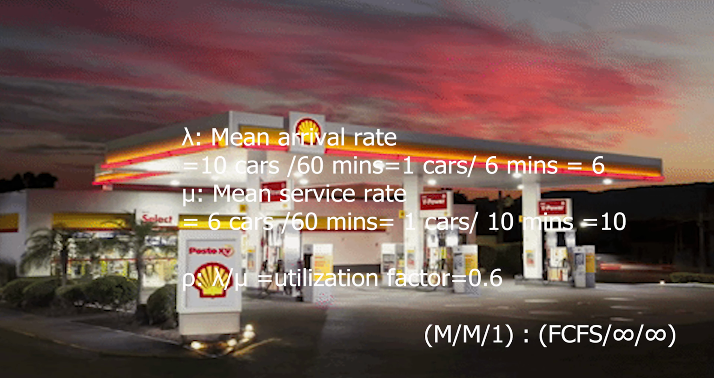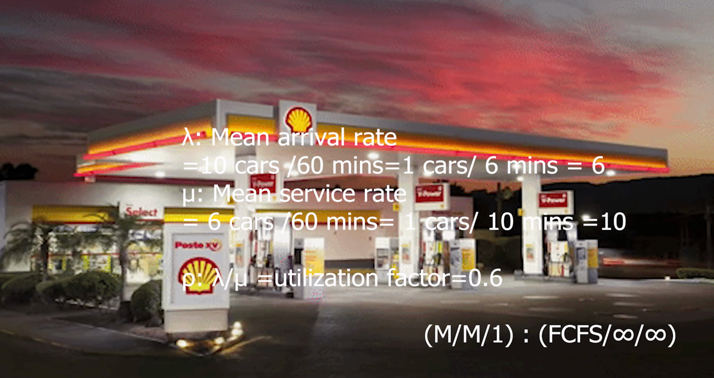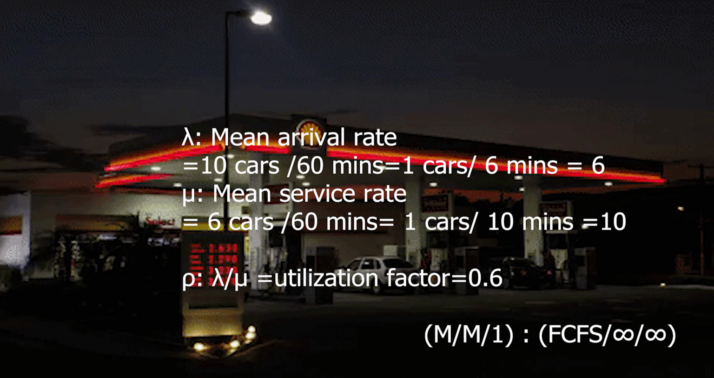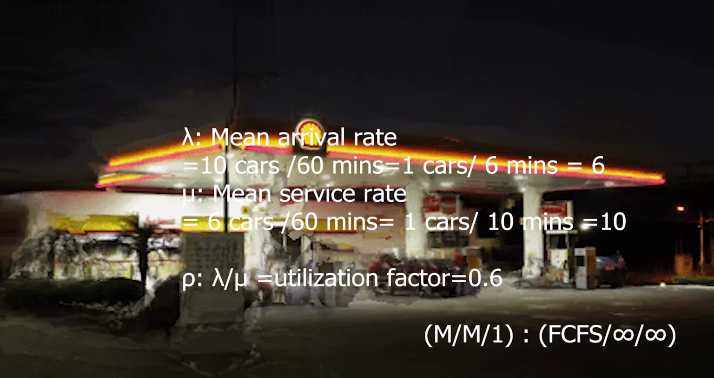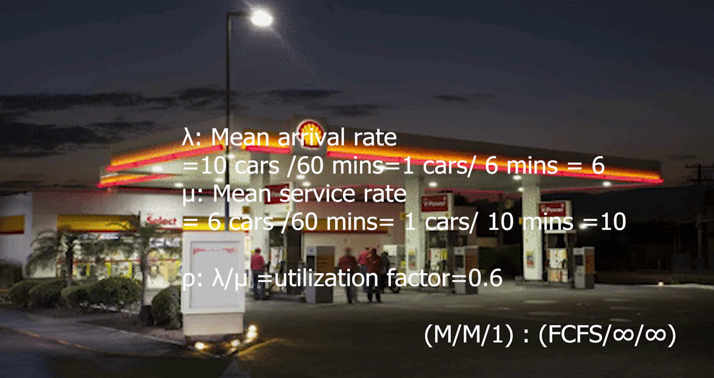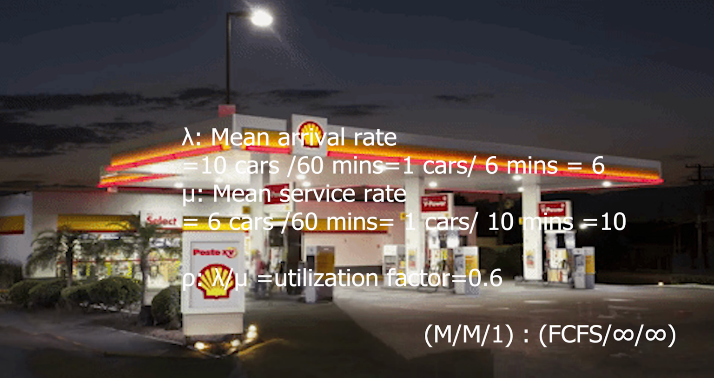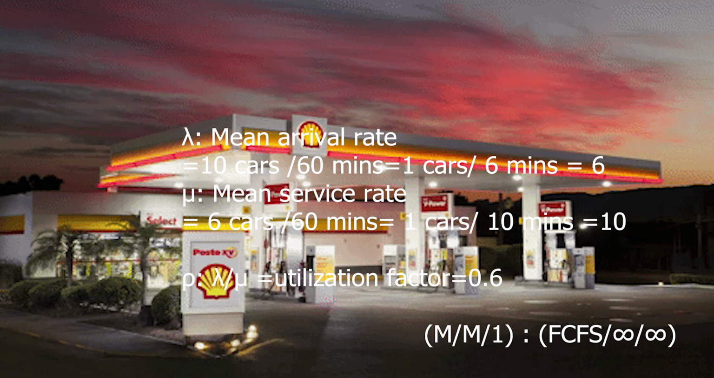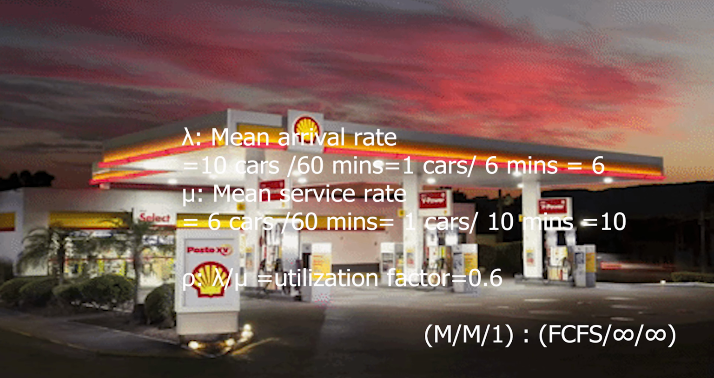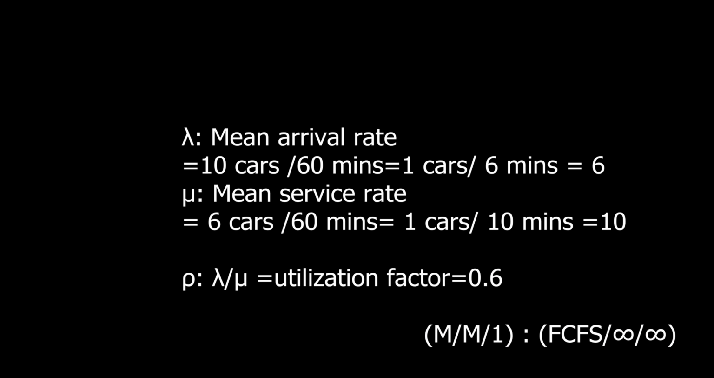So we can get our lambda and mu, which are our mean arrival rate and mean service rate. Our lambda is 10 cars per hour, which can be written as 1 car per 6 minutes. So our lambda is 1/6 per minute, and mu can be written as 6 cars per 60 minutes, which is 1 car per 10 minutes, so our mu is 1/10 per minute.